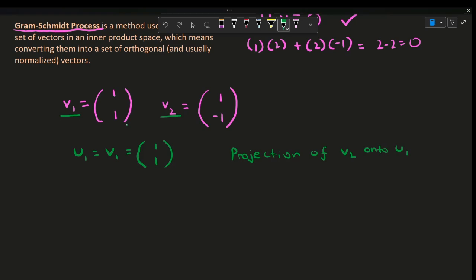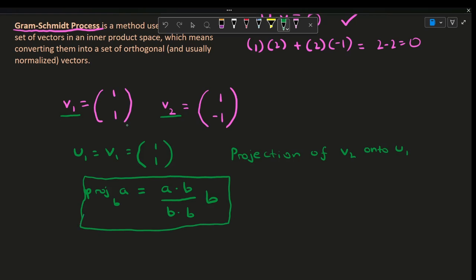The projection of a vector follows a simple formula. If we have two vectors A and B, the projection of A onto B is the dot product of A and B divided by the dot product of B and B, multiplied by B. This is the formula for the projection of A onto B. So this is that simple formula. Our goal right now is to find the projection of v2 onto u1. Let's see how we can do that.